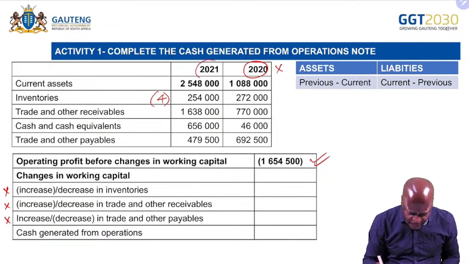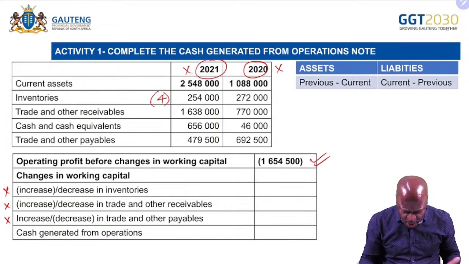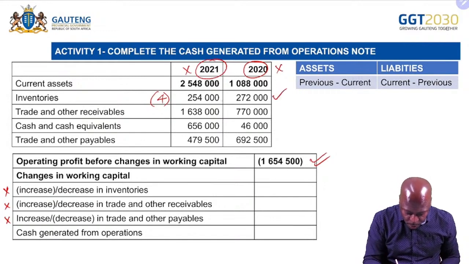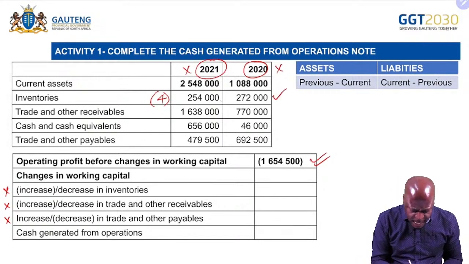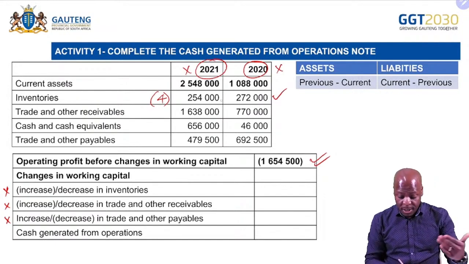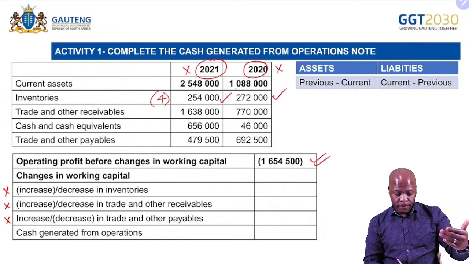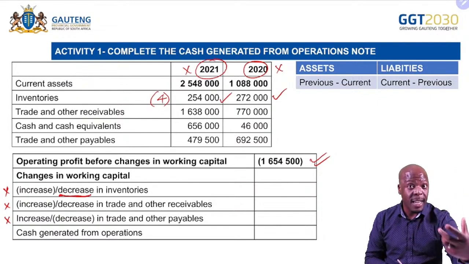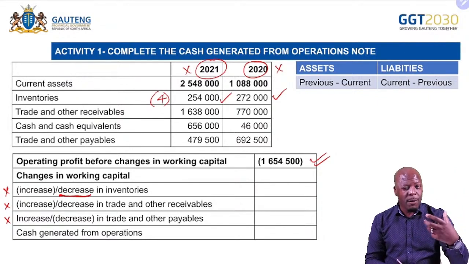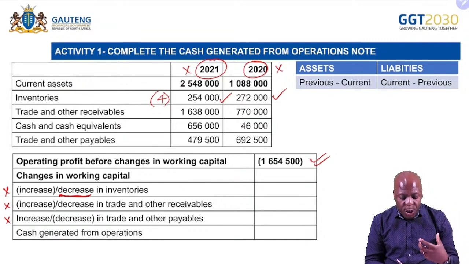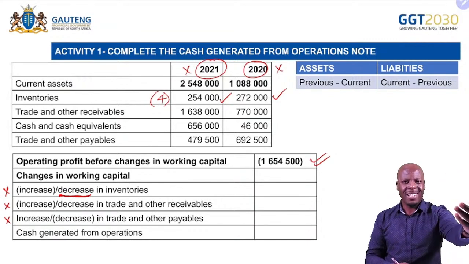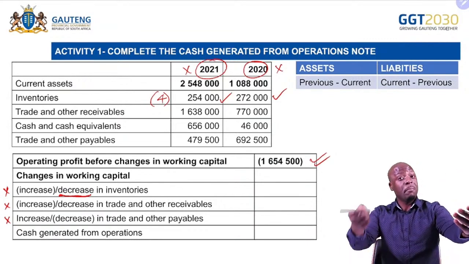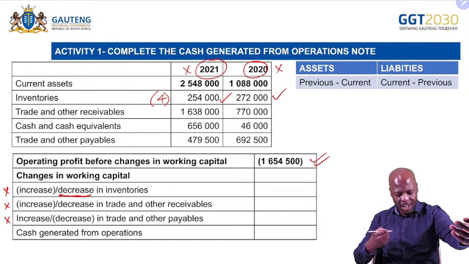If I look at my inventory, what is happening here? In 2020, I have 272,000. But in 2021, I have 254,000. That means I have a decrease in inventory. My inventory has decreased from 272 to 254. That means inventory is going out. And once inventory goes out, it's a cash inflow. Inventory going out, in comes cash, cash inflow.